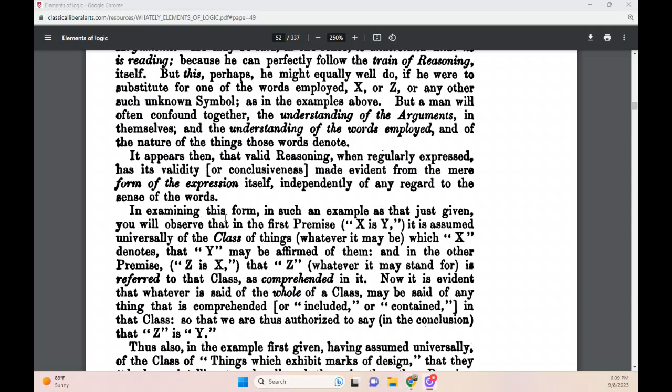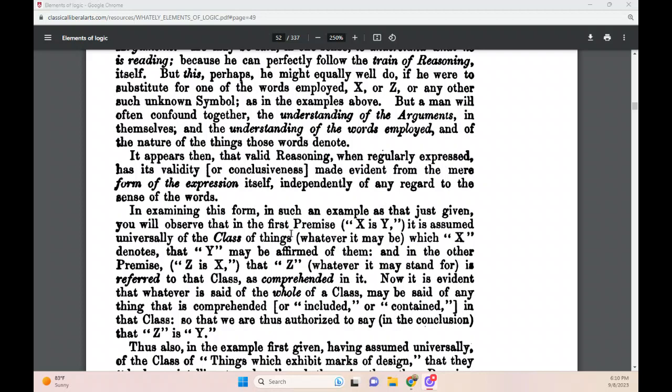In examining this form, in such an example as that just given, you will observe that in the first premise, x is y, it is assumed universally of the class of things which x denotes that y may be affirmed of them. Now that's a difficult sentence for you to listen to and understand, but what's said in that sentence there is exactly what I explained with a diagram. So if you go back if you need to, or just think about the diagrams that I explained, this is what's explained here in this sentence.